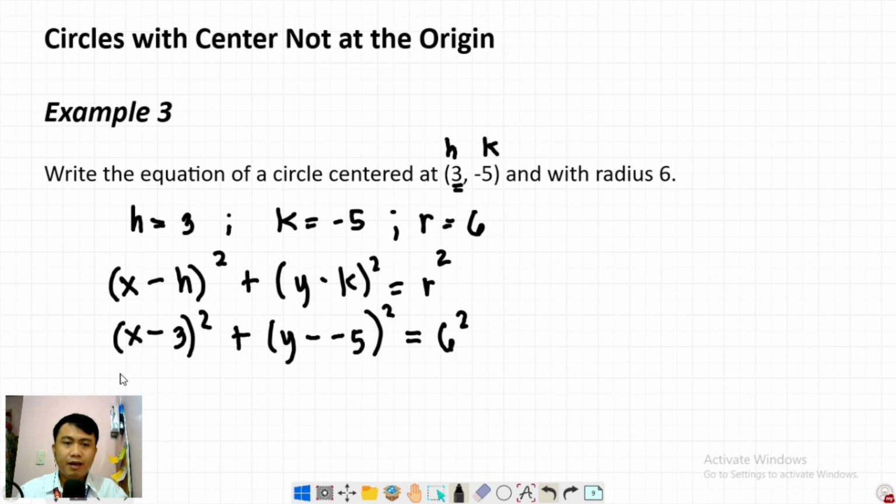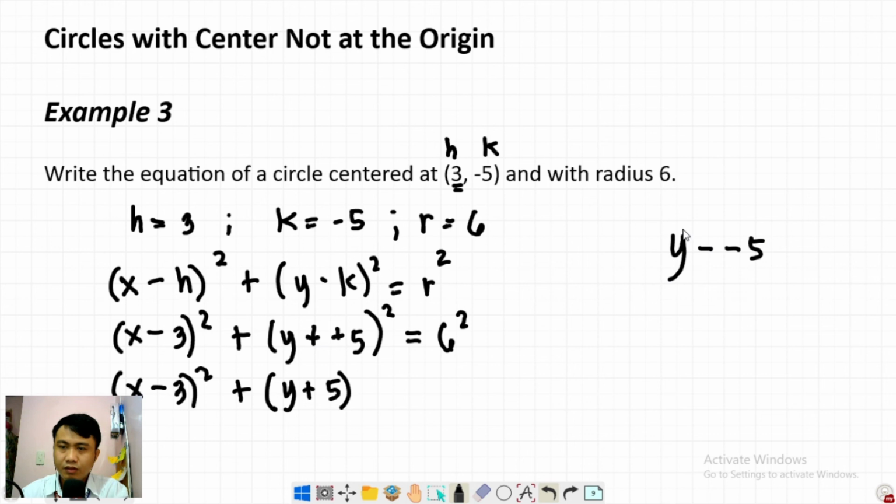Hindi pa po. Bakit? Kasi mayroon pang nagtabing minus sa negative. Kaya ito, kailangan pa nating kunin yung value ng 6 squared. Minus 3 squared plus. Pagka minus and negative, ito yung copy, change. So, we're going to change this one. Copy lang itong y. Palitan natin yung minus magiging positive, magiging plus. So, magiging plus na tayo. So, y plus 5. Again, copy, change.